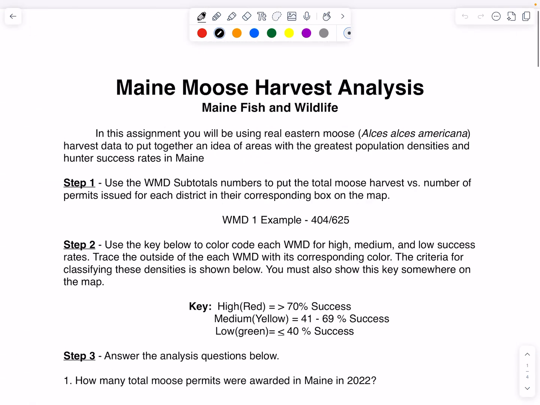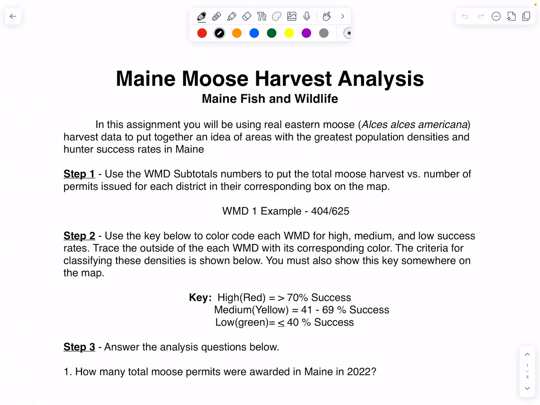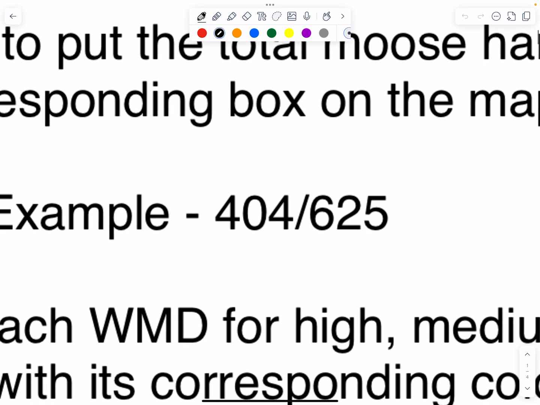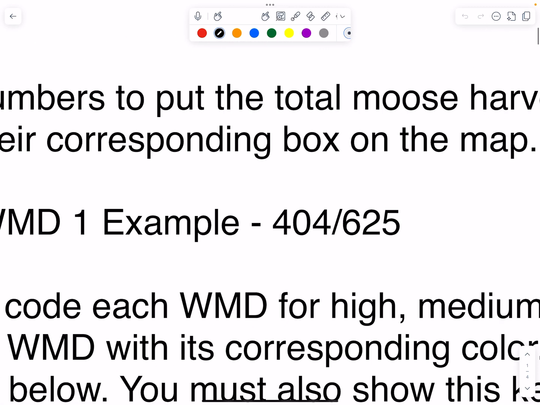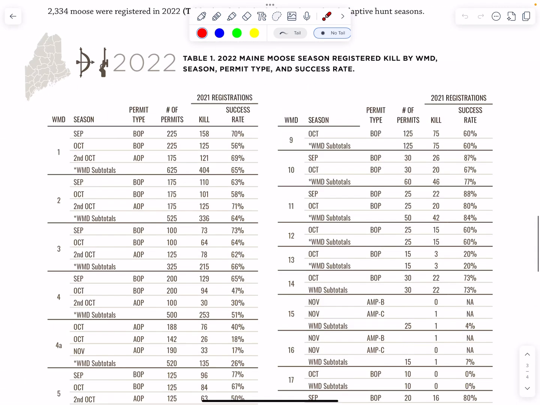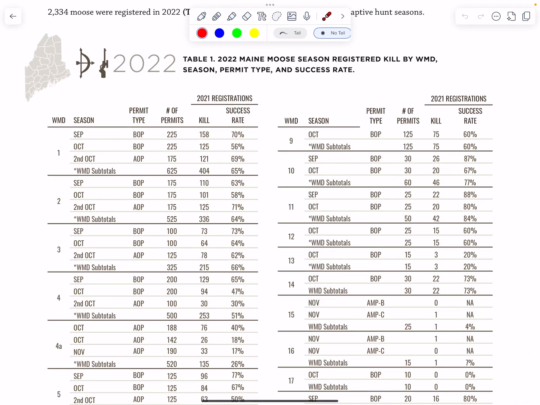If we take a look at the directions up top here, we can see that for each WMD, we're going to write the number of moose harvested along with the number of permits issued for that district. In this case, we're looking at 404 moose harvested in District 1 out of a total of 625 permits. And here's where I get that from. If I come down here to our data table from the Research and Management Report, I'm using the 404 moose harvested based on the 625 total permits that were given in that district.